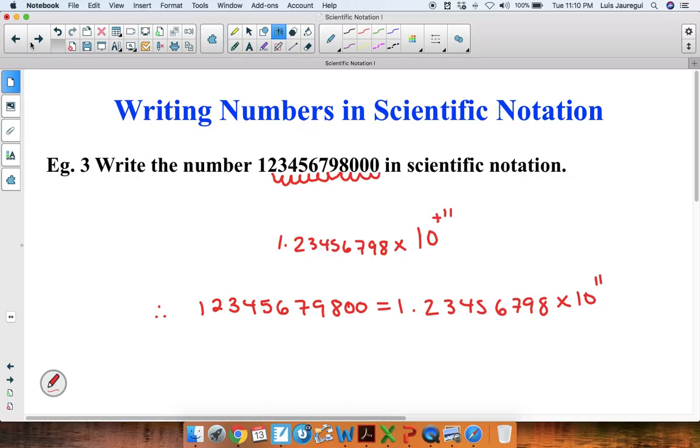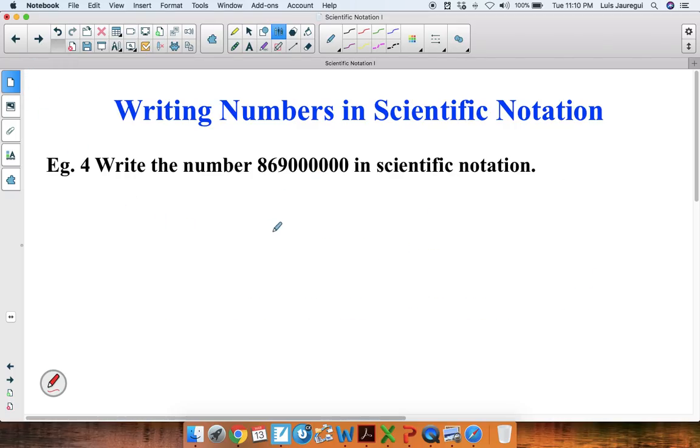And let's take a look at one last example here. Example 4, write this particular number in scientific notation. One more time, we need to ask ourselves the following question. Is this a small or a big number? In other words, is this number less than 1 or greater than 1? And obviously we see that this is a number greater than 1. So we know that the exponent will be positive.